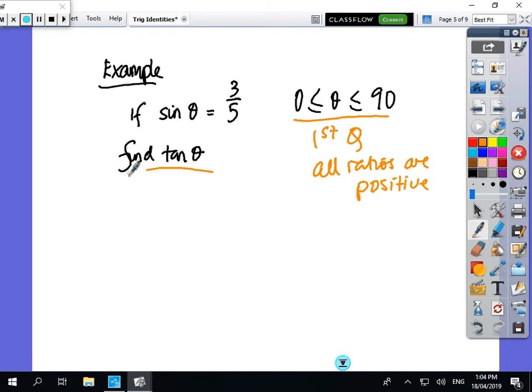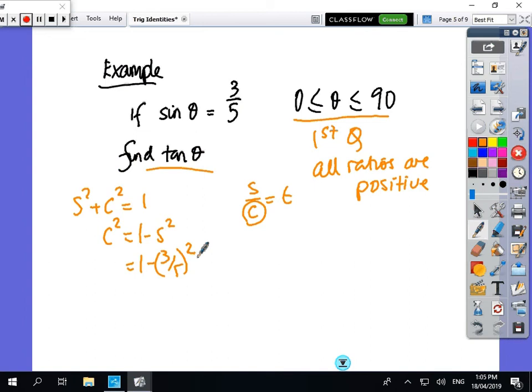And it says find tan theta. So we know that sine over cos equals tan, so I've got to find cos and then I can find tan. So sine squared plus cos squared equals 1, so cos squared equals 1 minus sine squared, which is 1 minus, so we've had these numbers before, 1 minus 9/25 equals 16/25.